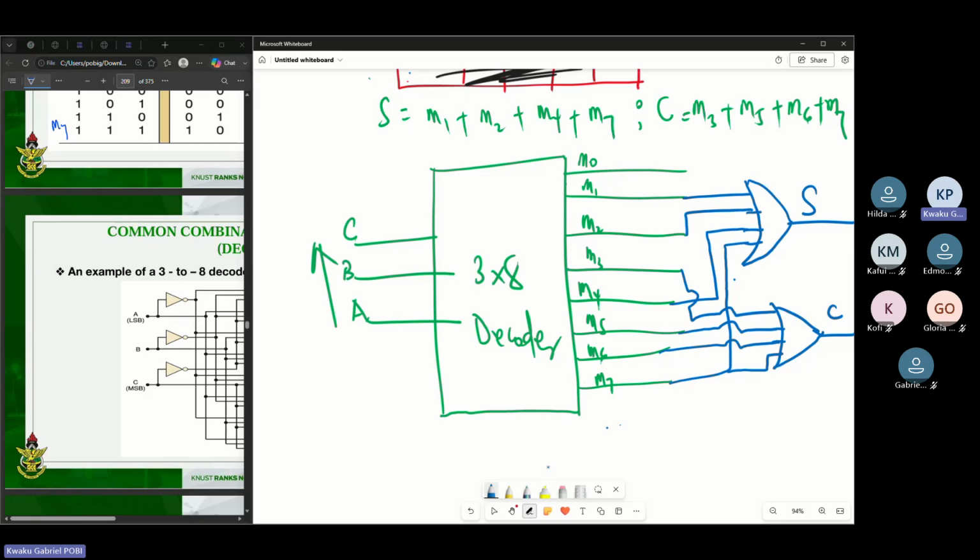for a full adder. Now with these two, M0 is not seen, right? M0 is not part. So here you ground it because you don't need it. You just ground it because you don't need it in the output side. So this will be your sum and then your carry for a full adder. So this is a full adder using what? A decoder in that case.